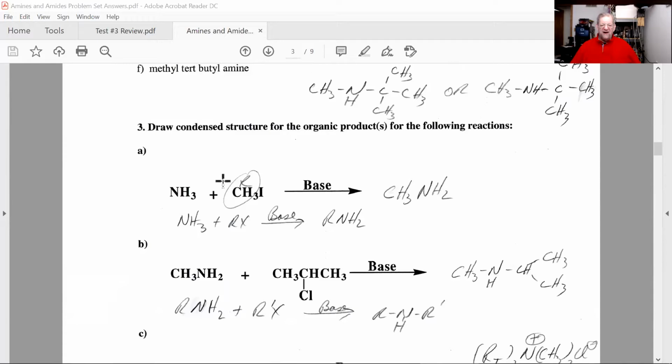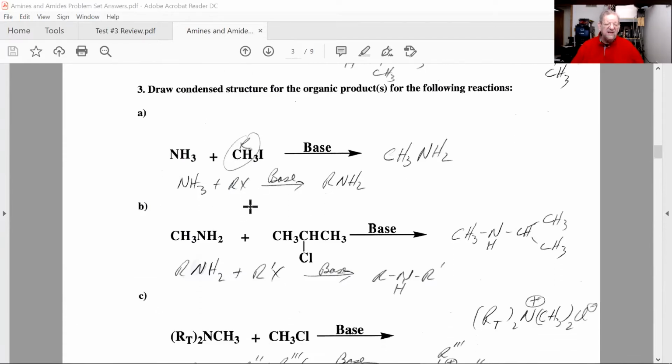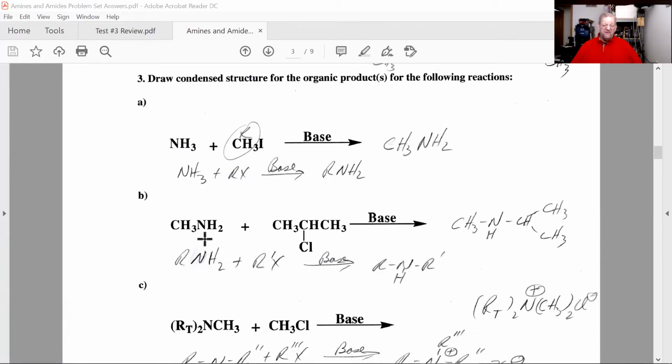Remember, the nitrogen bonds to the carbon with the halogen. In this case, there's only 1 carbon. If you take a primary amine and react it with an alkyl halide, where X can be chlorine, bromine, or iodine, this nitrogen attacks the carbon with the halogen and bonds to that, and you form this new amine.